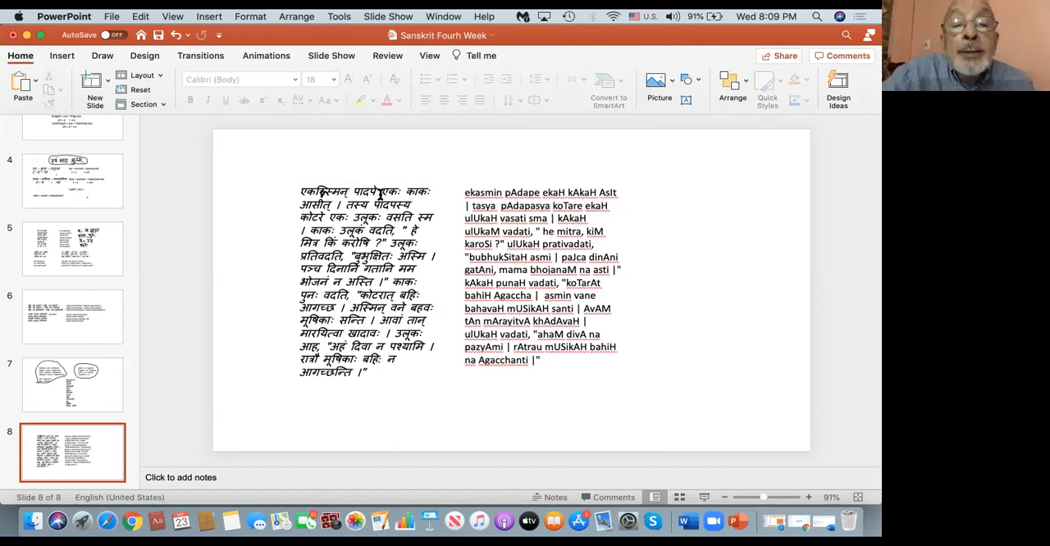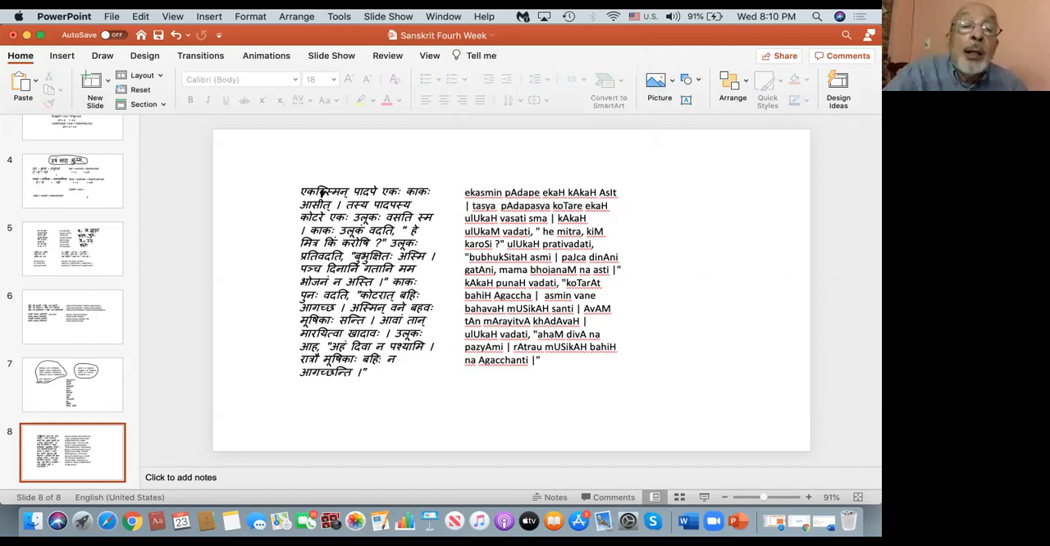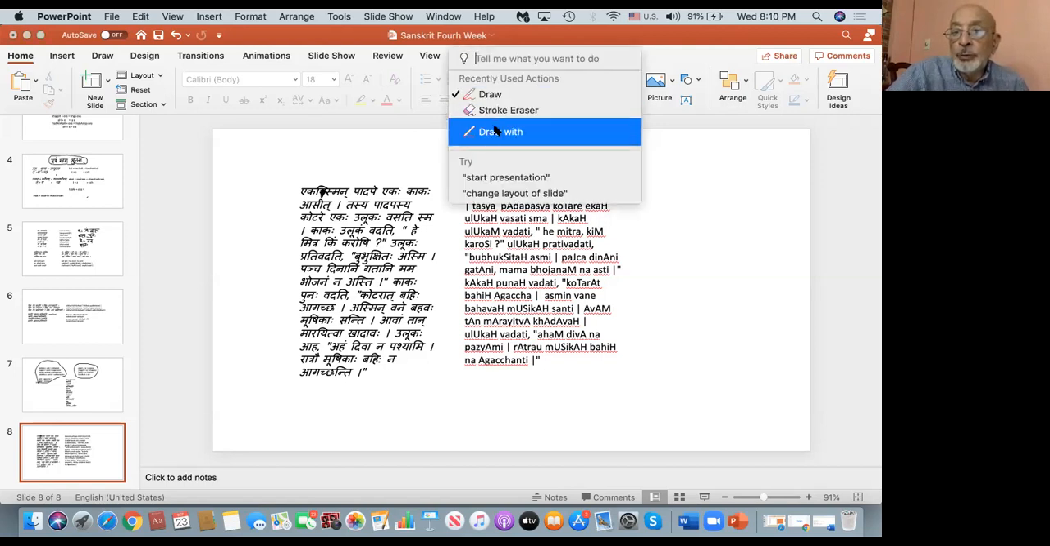So, ekasmin padape, what is the meaning of ekasmin padape? Padape is tree. In the tree. So, ekasmin padape means once in the tree, in a tree. Ekasmin padape, in a tree. In the tree, okay.